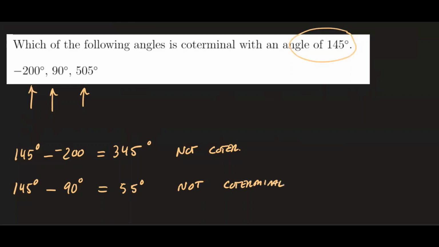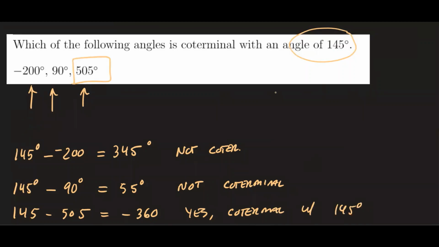Now the last one, 505. If I do the difference, 145 minus 505, what do I have? I think this is going to be 360. Yep, so this would be negative 360 degrees. So it is a negative multiple of 360. That's fine. So yes, this is coterminal with 145 degrees. 505 and 145 are coterminal angles. Okay, so that will be the conclusion.